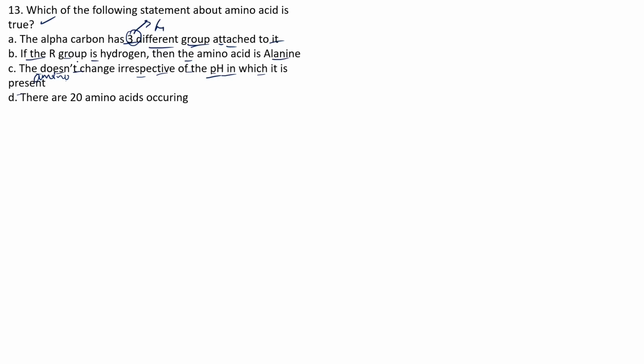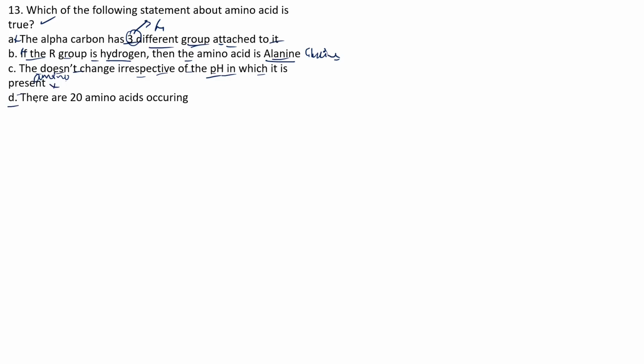And if the R group is actually hydrogen, the amino acid is called alanine. No, it is called glycine, right? So hence statement B is also not true. And the third statement, the charge of the amino acid doesn't change irrespective of the pH in which it is present. No, it actually changes according to the pH condition in which it is present. Even option C is false.